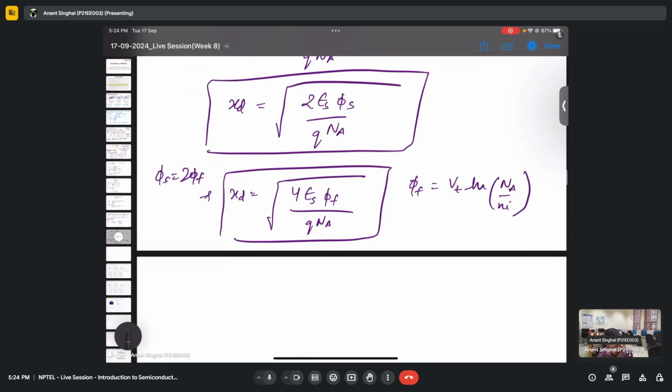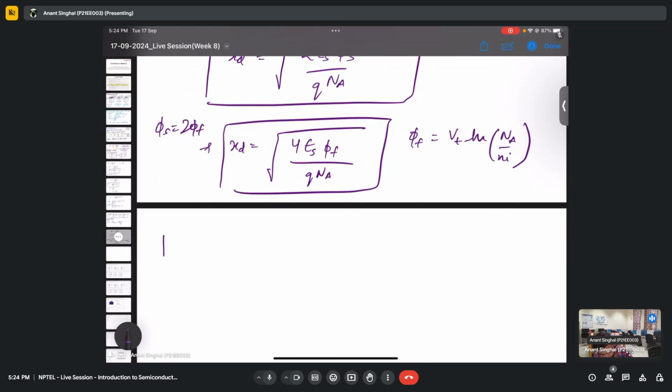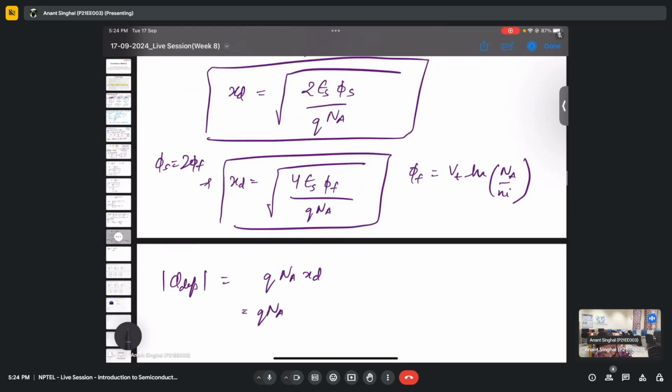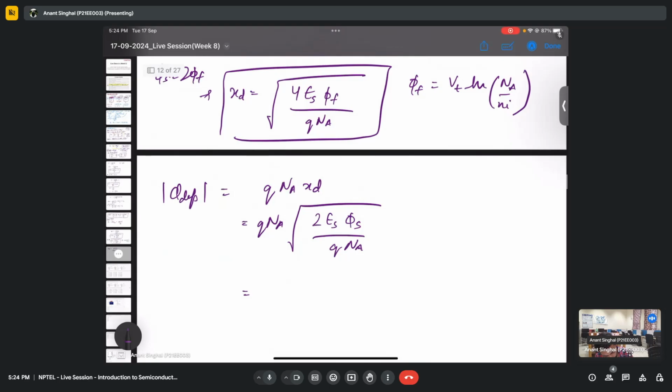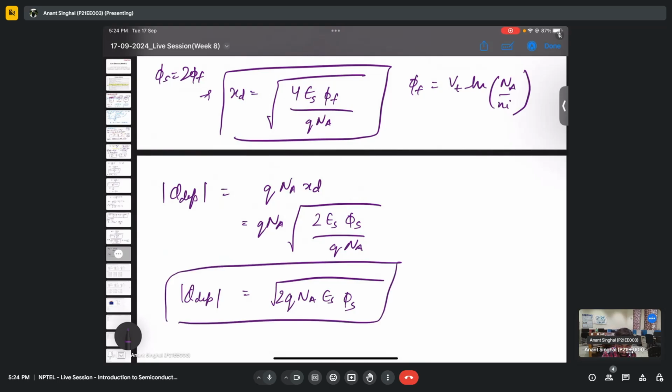No, sir. Okay. So we can also calculate the depletion charge. I hope you remember we wrote qnaxd. We have qna already, and xd we have just calculated, which is 2 epsilon s psi s by qna. Qna will come under the root, so it is the square root of 2 qna epsilon s psi s. This is the depletion charge. If someone asks what the depletion charge is, this formula will give it out.